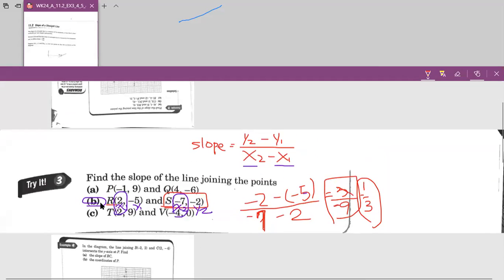Any question on the slope of RS? Give me 0 if you don't have any question on the slope of RS. Good job. Okay, Dylan, question?